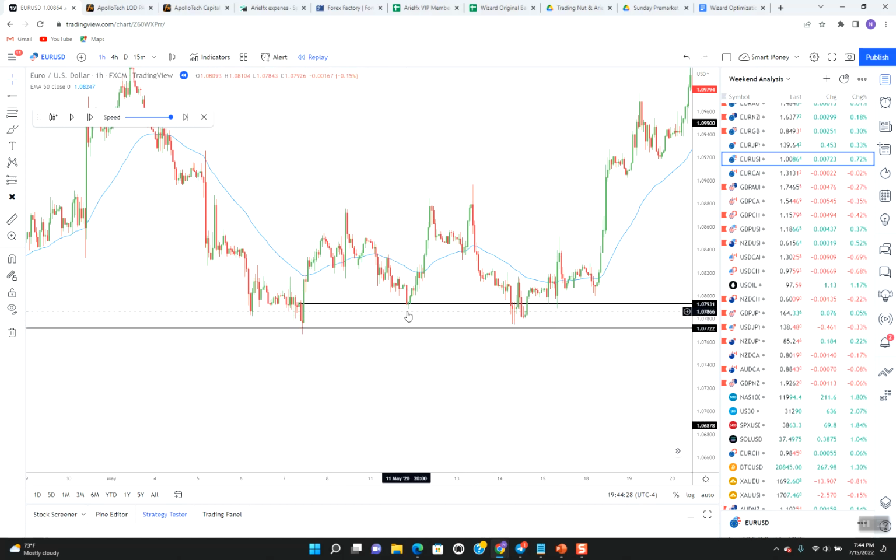Just happened to be one last liquidity run. Could have been an imbalance fill in here on a lower time frame, right? So that's something to think about as well.